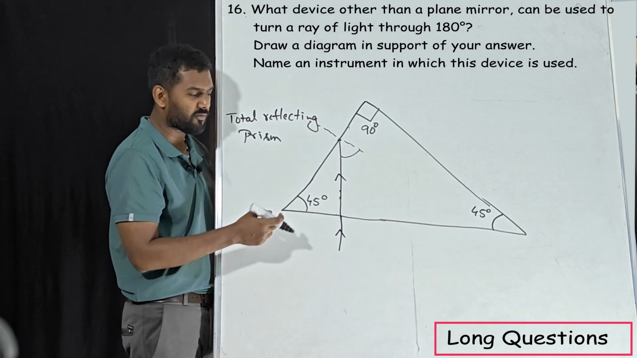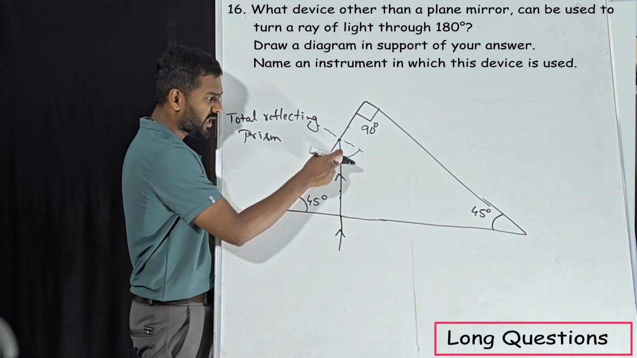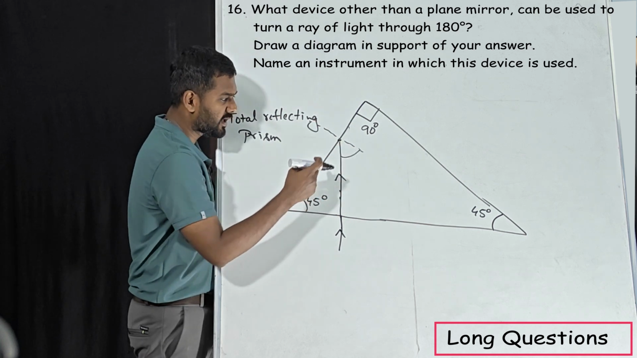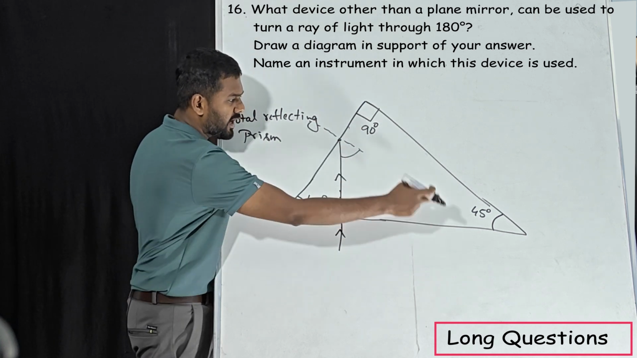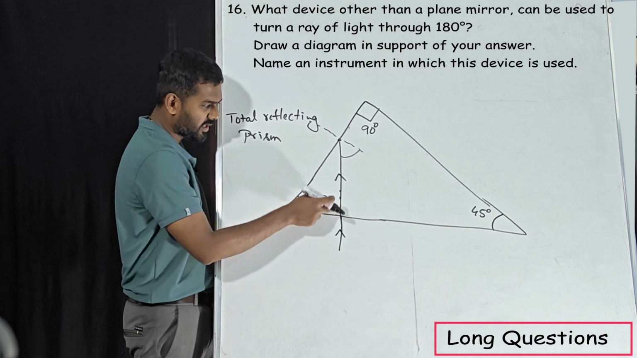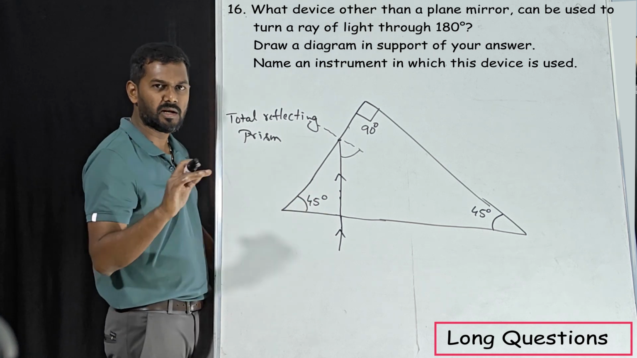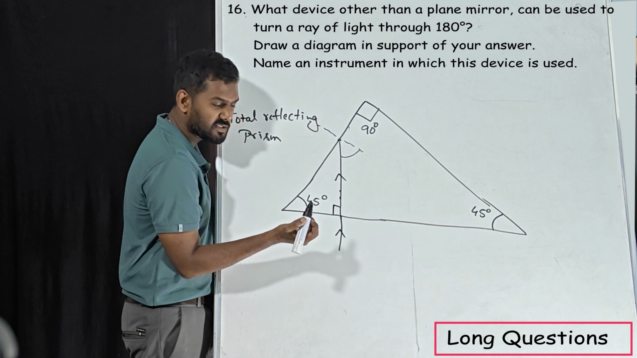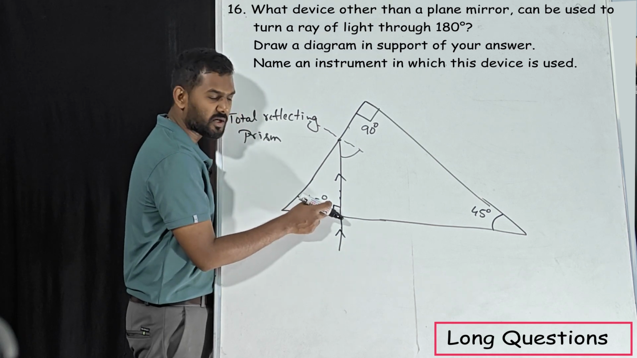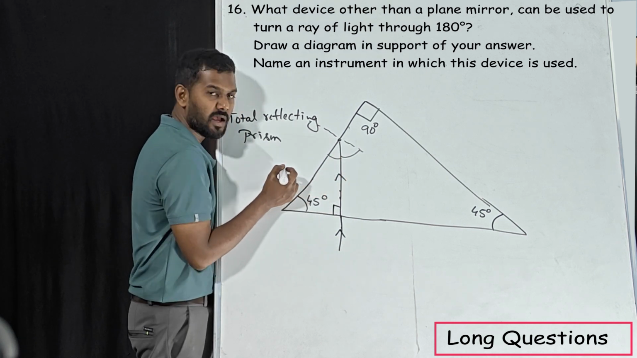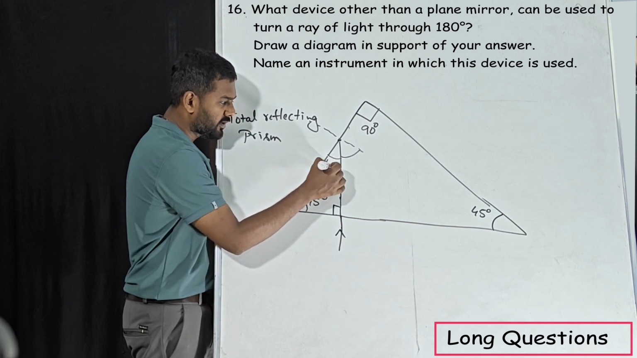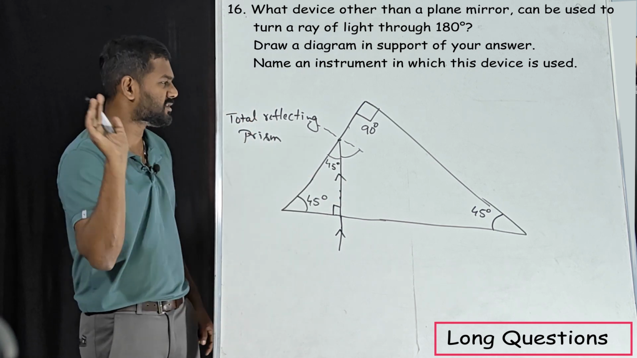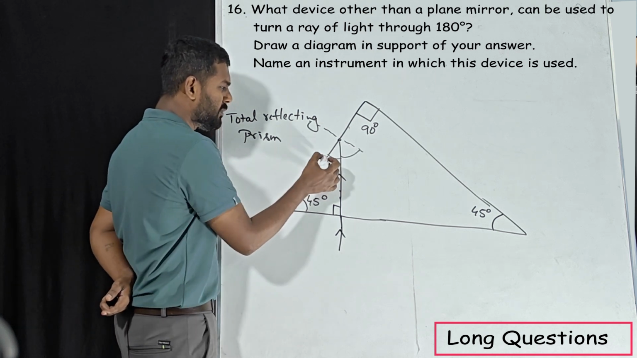So where is the triangle? Whenever this ray is inside this prism, where is the triangle? This part is not the triangle, correct? This is the triangle, correct? So first find the angle of the triangle. This is 45. This is 90. 45 plus 90 is 135. The remaining angle of this triangle is 45. If one is 45, one is 90, the other will be 45. Keep this in mind.